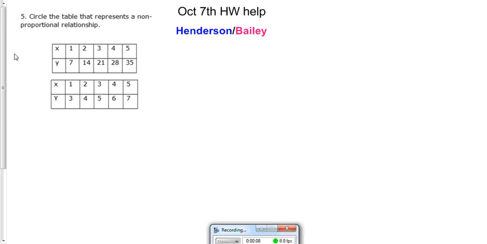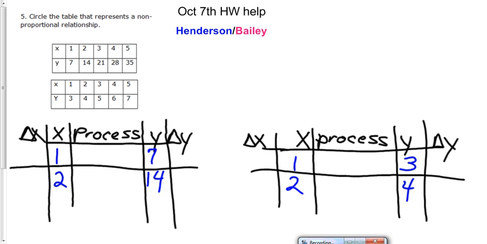Question number 5. Circle the table that represents a non-proportional relationship. In order to figure out which table doesn't have a constant, I need to set up a bigger table showing the process column so I can do my delta y over delta x. So let me go ahead and set up those tables now. Okay guys, I've gone ahead and set up my table.